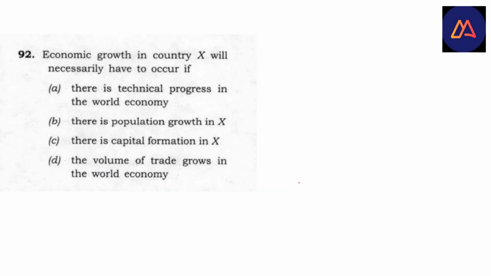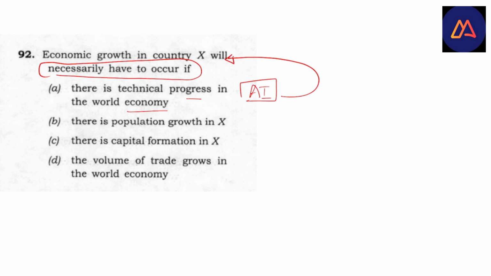Okay, so the next question is: economic growth in a country X will necessarily have to occur if... If you see, again, the technical progress in the world economy, artificial intelligence has happened. Does that mean that there is economic growth in a country, maybe Haiti or some African countries? You look at that. No, for this, fill in the options. Fill in some examples and see if it is fitting.